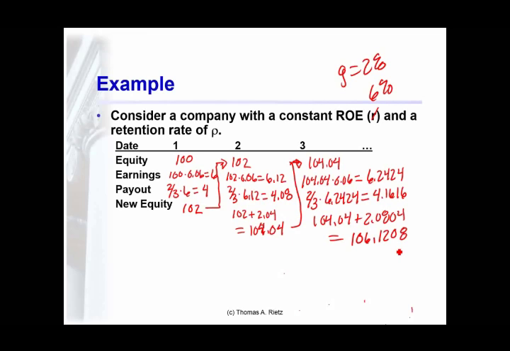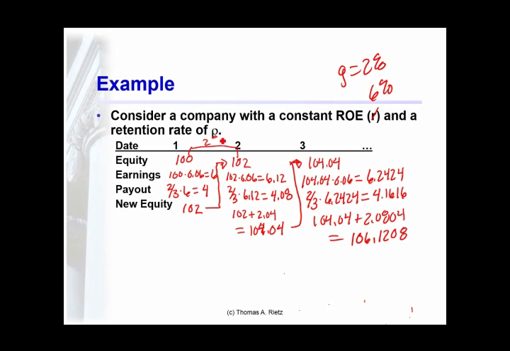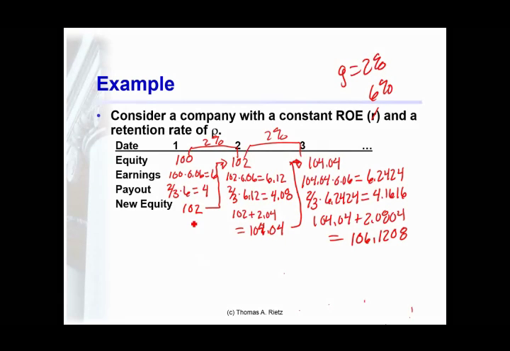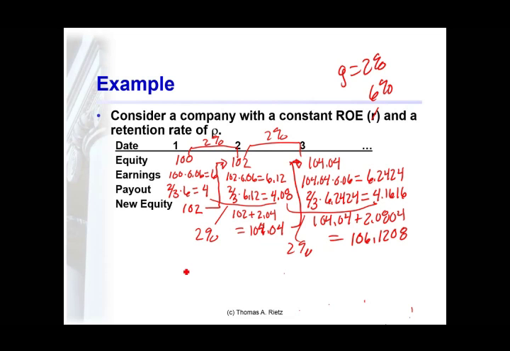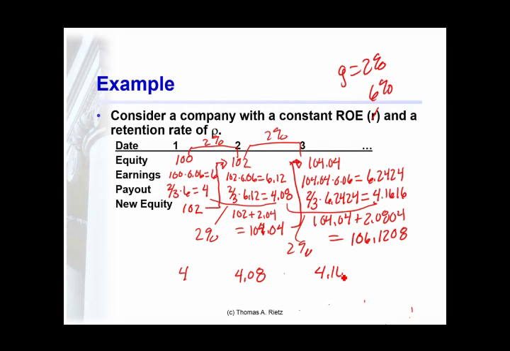Now, here's the thing. The growth rate in equity here, obviously in this case, is 2%. It's also true if you do the division for the payouts: 4 to 4.08, that's 2% growth. 4.08 to 4.16, 2% growth. So this creates a dividend stream of 4, 4.08, 4.16, 2% growth all the way through.